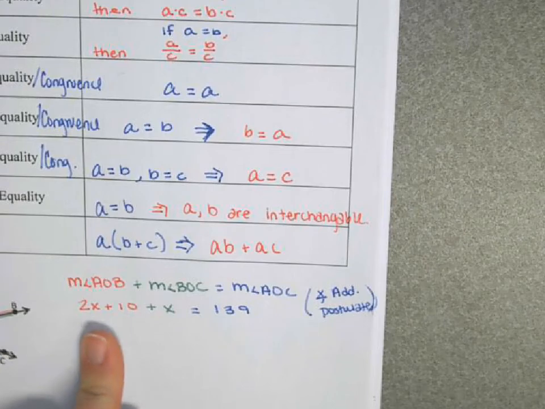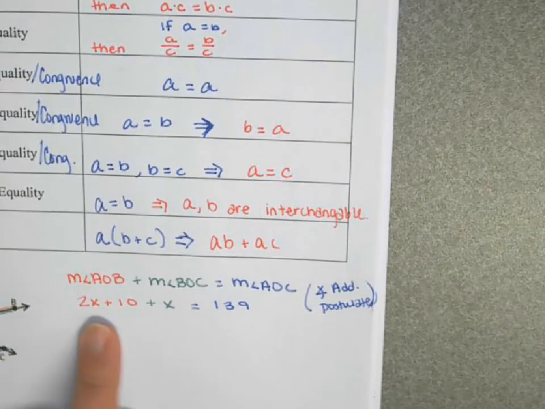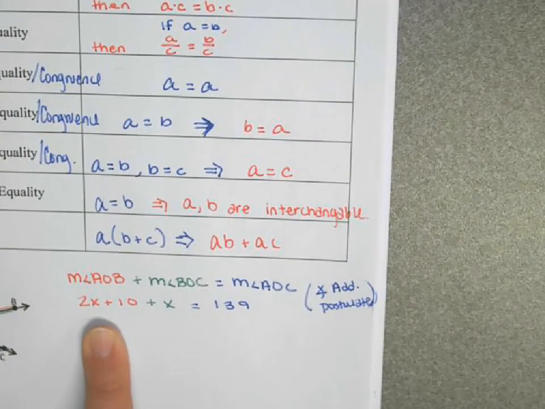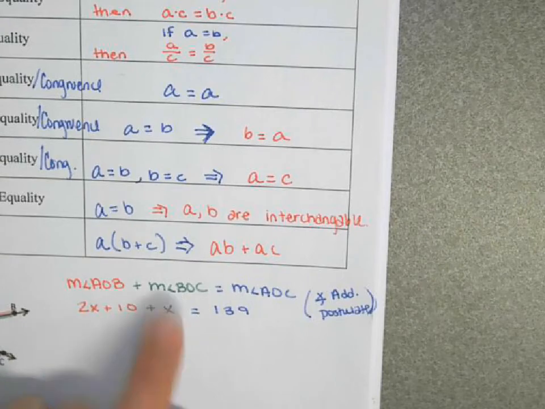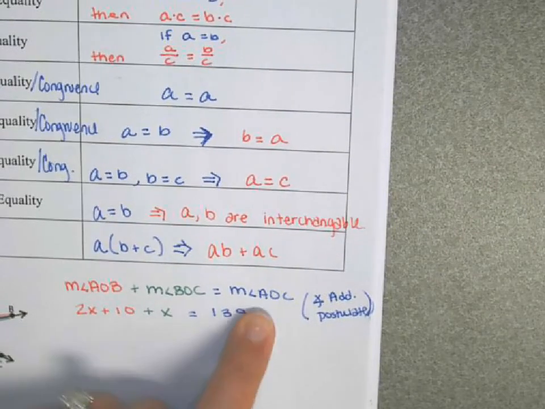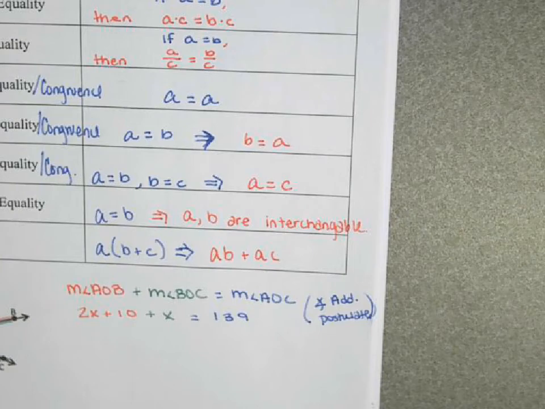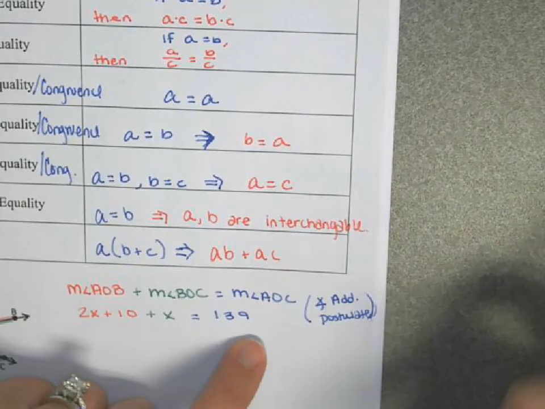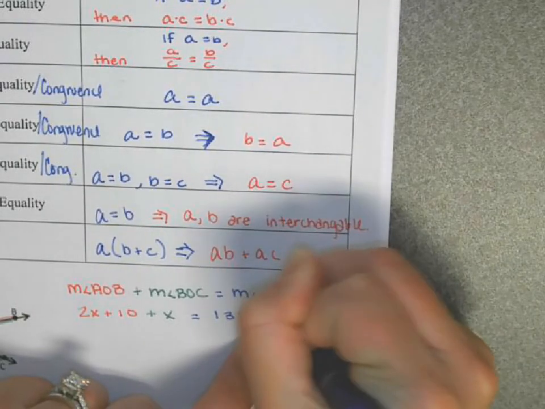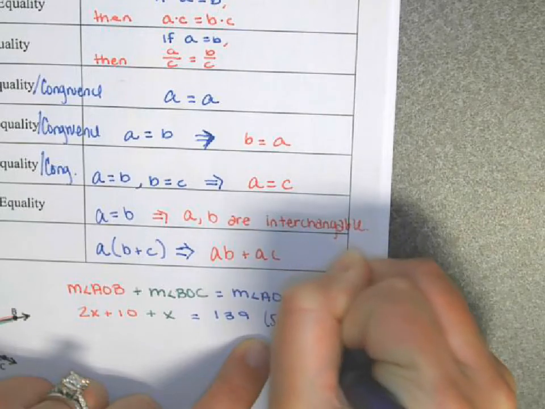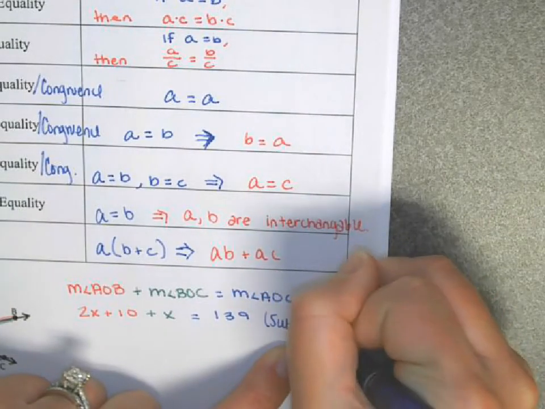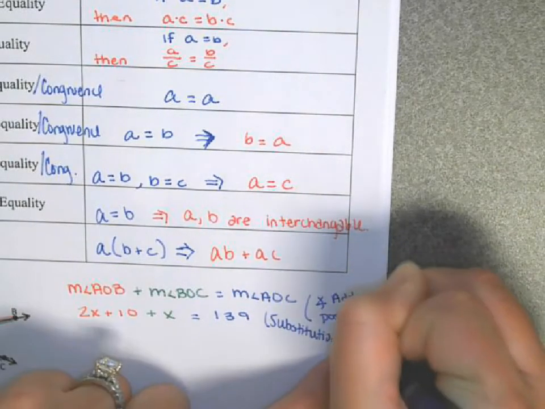How did I then come up with, instead of the measure of AOB, I'm going to replace it with 2x plus 10. Instead of the measure of angle BOC, I'm going to replace it with x. Instead of the measure of angle AOC, I'm going to replace it with 139. What allows me to replace those with those expressions and numbers? Substitution, yes. So the second step is the substitution property of equality.